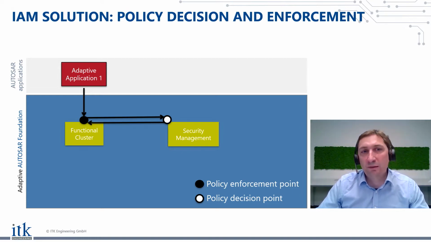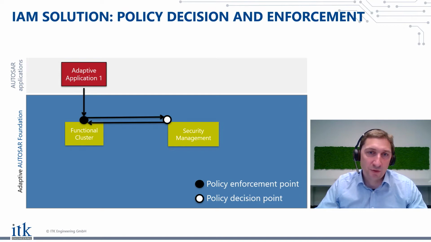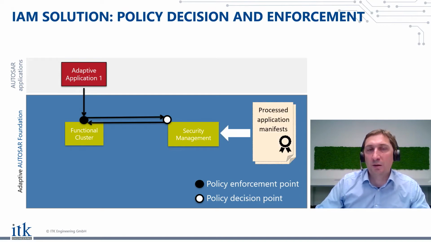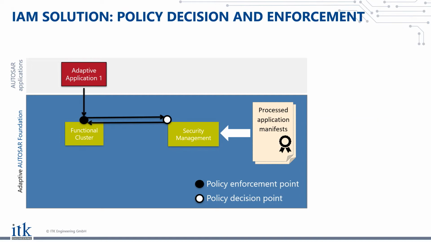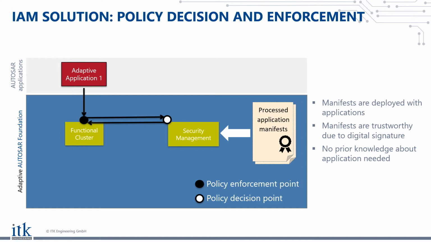Yeah, translated to adaptive AUTOSAR, this means that you have here the untrusted subject, the adaptive application, which tries to access the functional cluster functionality. You have here the policy enforcement point. The policy decision point is just a helper method. This is optional, but makes the model very clear. The policy decision point holds the processed application manifest, which is the policy in the end. And so this way, the IAM is configured.